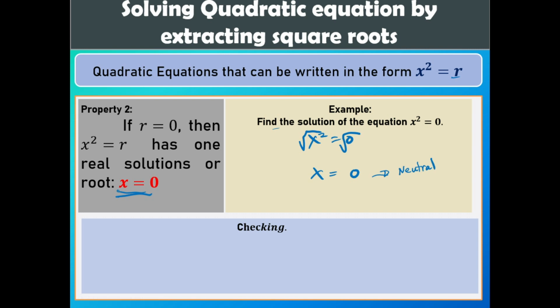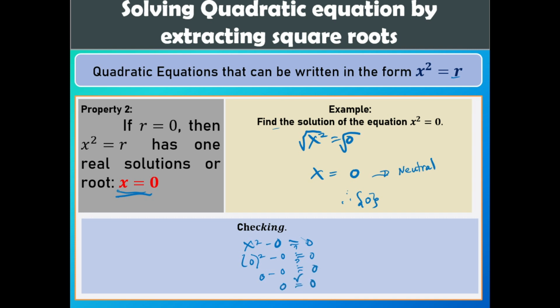So, let's have a checking if the square root of x squared equals 0, or the answer is 0 ba talaga. So, therefore, the solution set is 0. So, sa x squared minus 0 equals 0, substitute na natin yung value ng x, which is 0. So, magiging 0 squared minus 0 equals 0. So, is it equal to 0? So, 0 minus 0 equals 0. So, is it equal to 0? So, 0 is equal to 0.